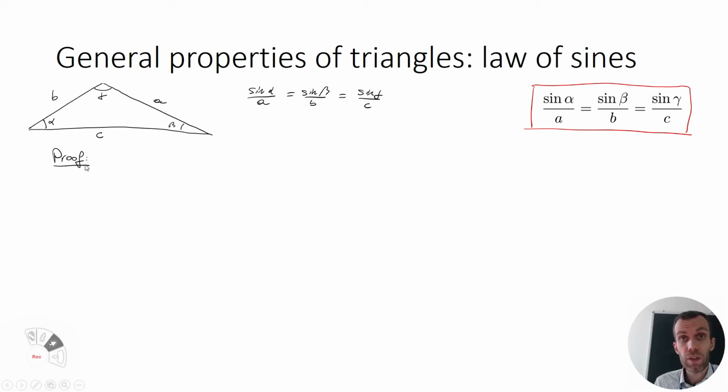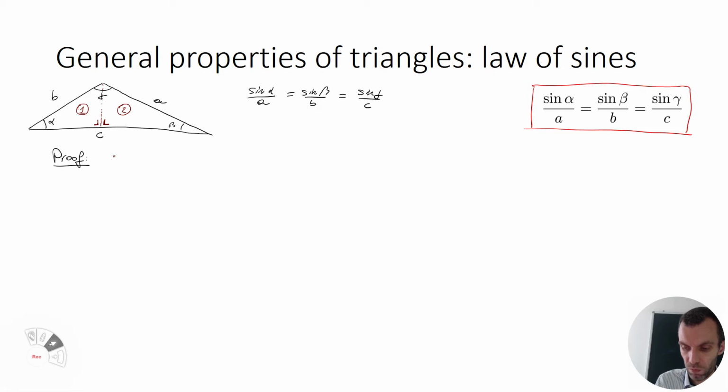I already mentioned that this is not a right-angled triangle, but let's try to make some right-angled triangles out of this triangle. So what I'm going to do is I'm again going to draw a straight line down here, perpendicular to the base. And what I get now is two nice right-angled triangles, 1 and 2. So let's look at each triangle separately.